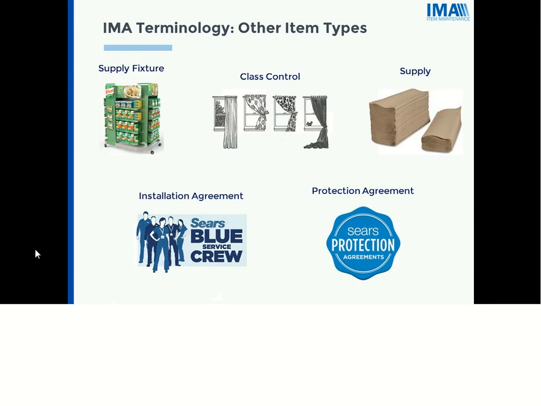We also have supply items, like cleaning supplies such as paper towels or the plastic bags that you get at the register. Those would all be built as supply items. And then finally, we do have installation agreements and protection agreements. These are more for large appliances, like refrigerators or stove tops. They have a flag on the items for installation and protection, but the installation and protection agreements also have to be built as items so they can be rung up at the register in the store.